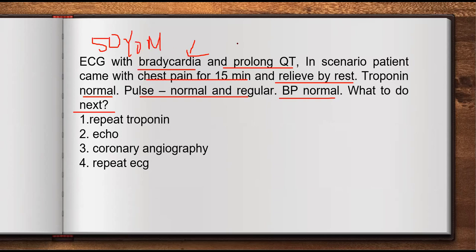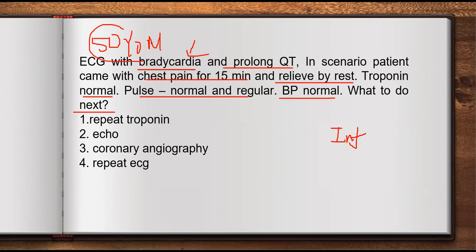So 50-year-old male coming to you with chest pain for 15 minutes, relieved by rest, troponin normal, pulse normal, regular, blood pressure normal, but you have found in the ECG there is bradycardia. What do you do next? Repeat troponin, echo, coronary angiography, repeat ECG. Now, 50-year-old man, even if it is relieved by rest, they are high-risk patient. And bradycardia can be a presentation of inferior MI. So inferior MI patient or underlying ischemic heart disease patient can have prolonged QT, bradycardia.